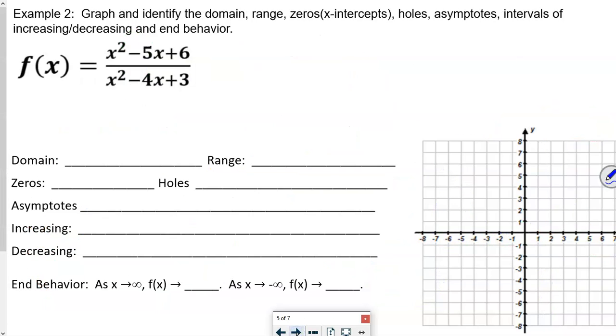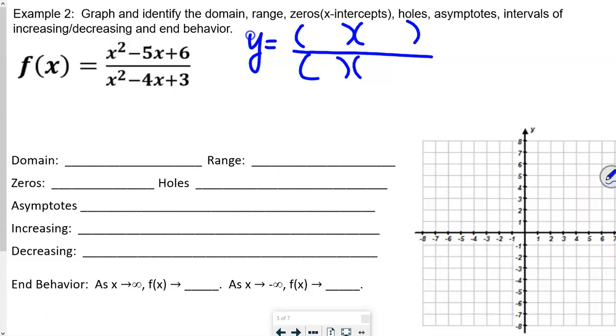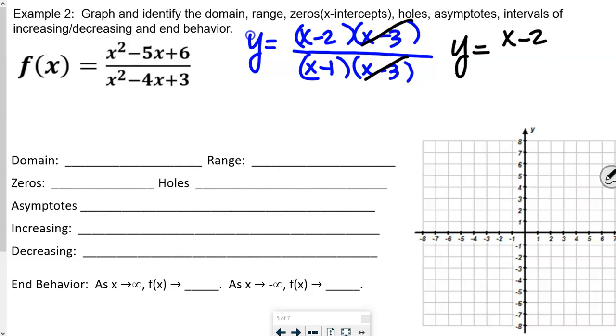All right, now let's go ahead and factor number 2. So this one's going to be y equals, again, we're going to factor the numerator and the denominator. This is going to be x minus 2, x minus 3, over x minus 1 and x minus 3 again. So hopefully you see already, we're going to end up with a hole at that point. Our equation is going to be y is equal to x minus 2 over x minus 1.